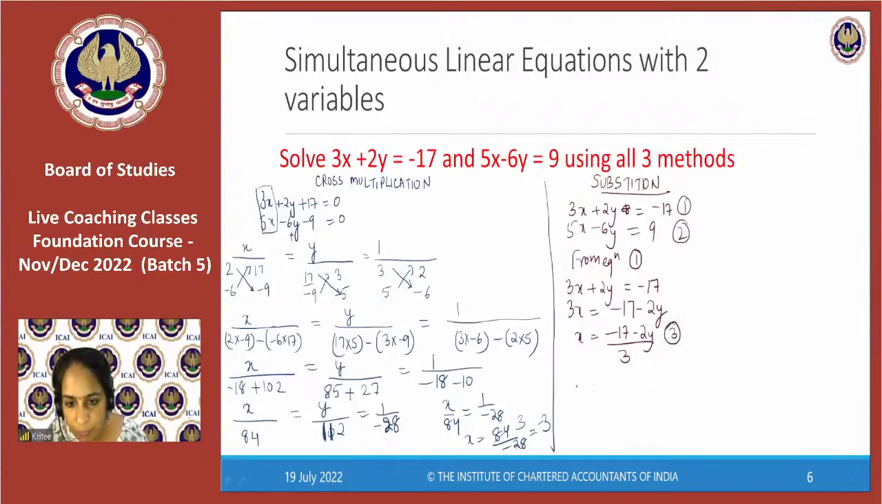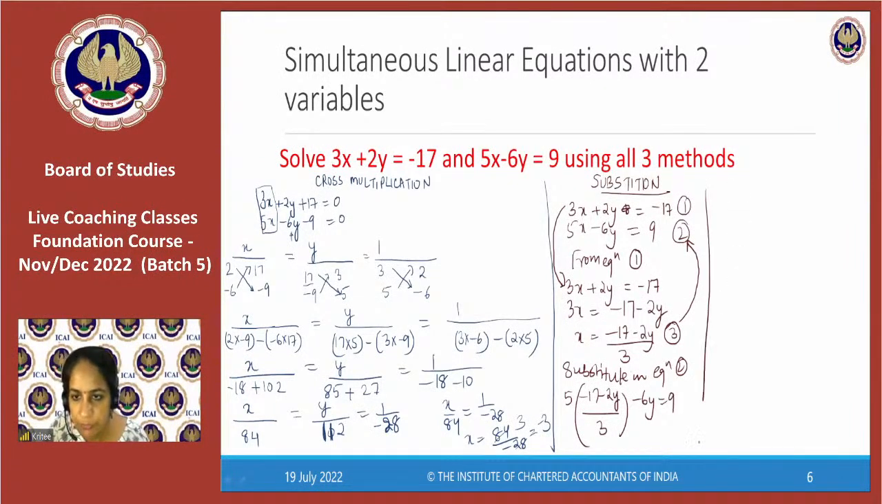This value of x is substituted. From where did I derive it? I derived it from 1. So hence I will substitute it in the other equation. So substitute in equation 2. So now 5 into the value of x, minus 17 minus 2y by 3, minus 6y is equal to 9. So now if you see, the entire equation is now in the form of y.